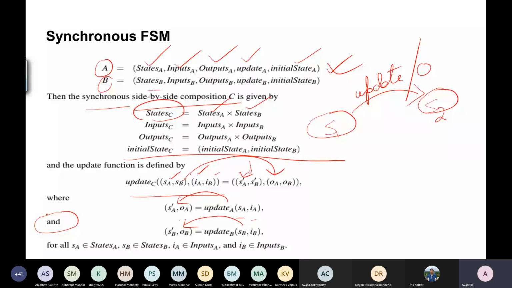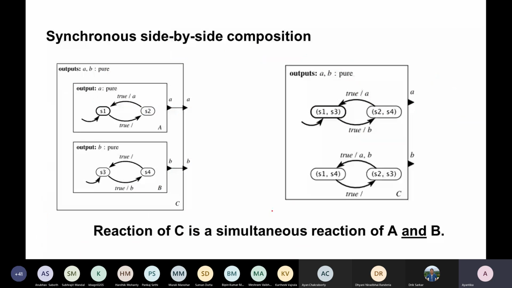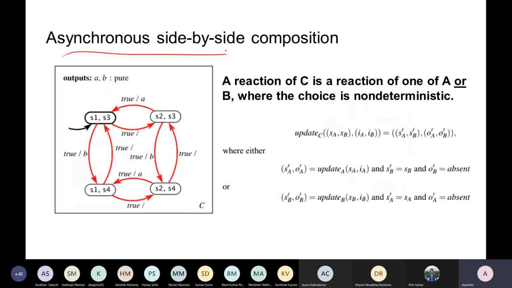See, we discussed AND and OR decomposition, where we have to consider the simultaneous effect of both the states or both the state transitions. So these are related by AND condition. Contrary, if we think about, I will come back to this. If we think about asynchronous side-by-side composition, there the reaction is related by A or B. So a reaction of C is either coming from state A or state B, and most importantly, that is non-deterministic. The previous one is simultaneous and this is non-deterministic.